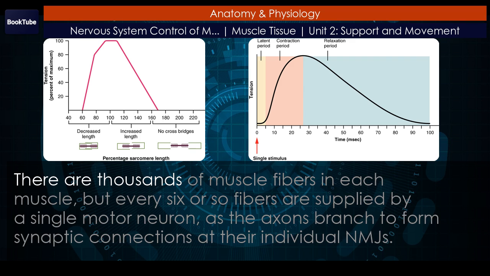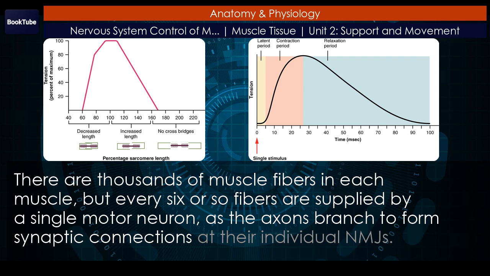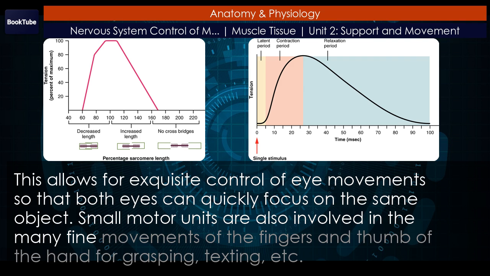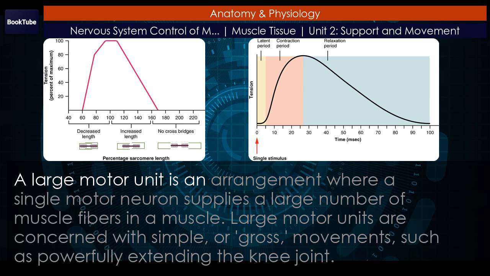There are thousands of muscle fibers in each muscle, but every 6 or so fibers are supplied by a single motor neuron. As the axons branch to form synaptic connections at their individual NMJs, this allows for exquisite control of eye movements so that both eyes can quickly focus on the same object. Small motor units are also involved in the many fine movements of the fingers and thumb of the hand, for grasping, texting, etc. A large motor unit is an arrangement where a single motor neuron supplies a large number of muscle fibers in a muscle.